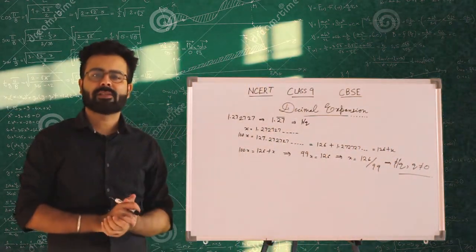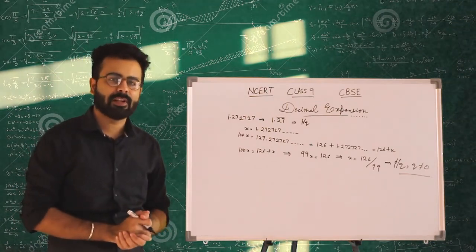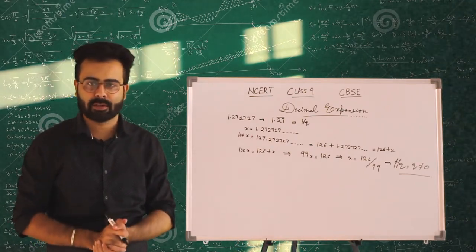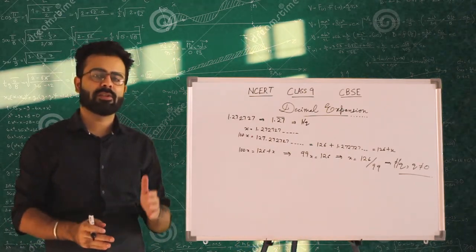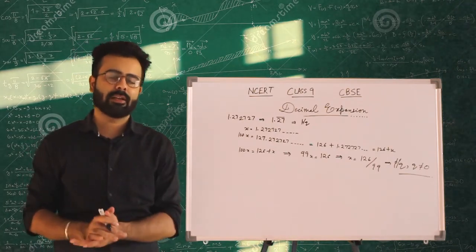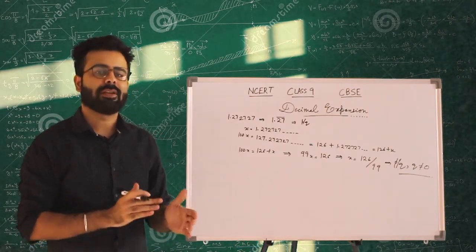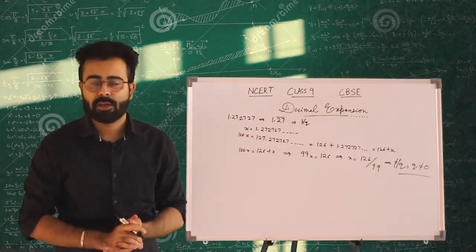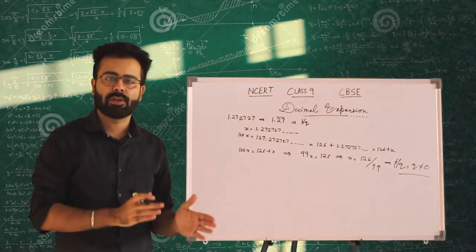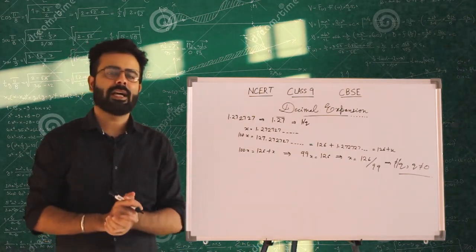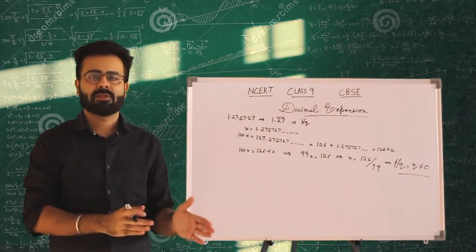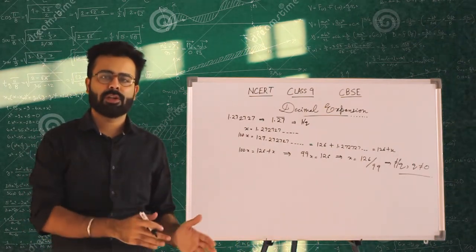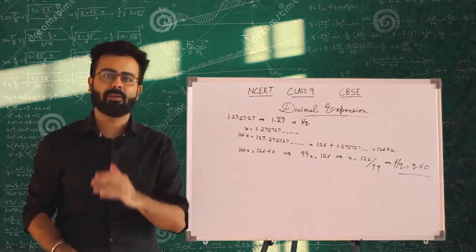So once again, I'll repeat the same thing. Keep this in mind. The decimal expansion of a rational number is either terminating or non-terminating recurring. So if there's a number whose decimal expansion is terminating or non-terminating recurring, it is a rational number. The decimal expansion of an irrational number is non-terminating and non-recurring. So if there's a number whose decimal expansion is non-terminating and non-recurring, that is an irrational number. So rational will be terminating or non-terminating recurring. Irrational will be non-terminating and non-recurring. Just write it down. Keep this in your mind.